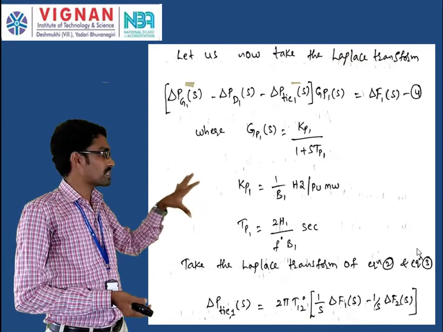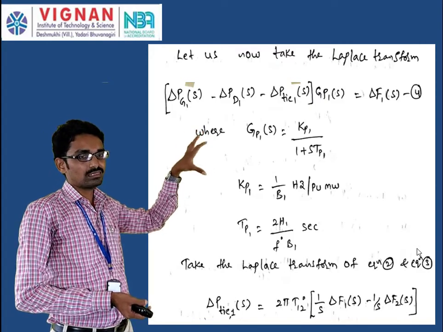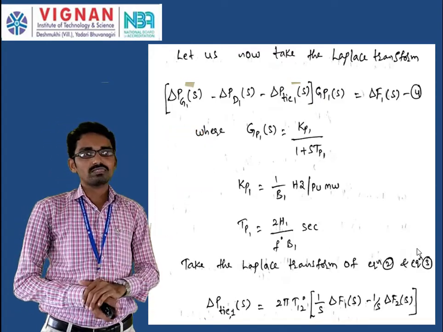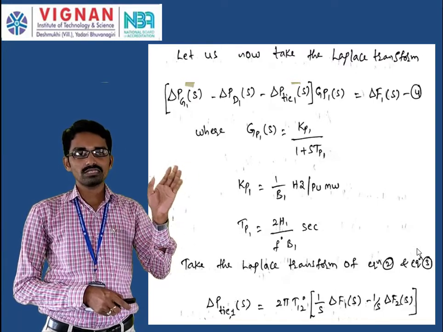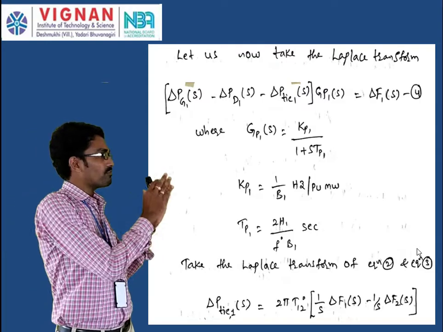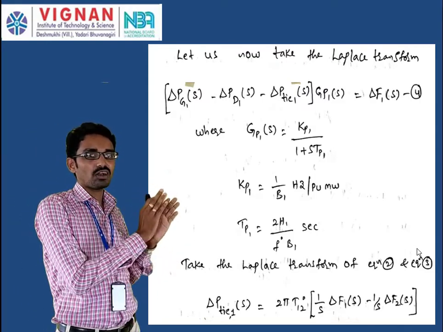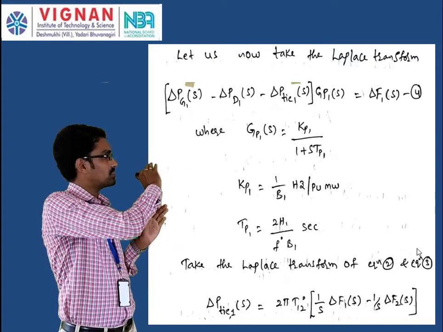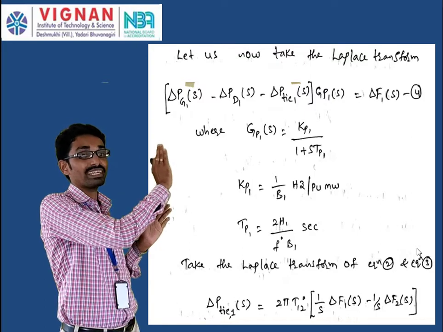These are the values I have considered, so that you get equation 4, that is delta Pg1 of s minus delta Pd1 of s minus delta P tie 1 of s, into Gp1 of s is equal to delta F1 of s, where delta F1 of s is considered as the output. The remaining bracket term is delta Pg1 of s minus delta Pd1 of s minus delta P tie 1 of s.